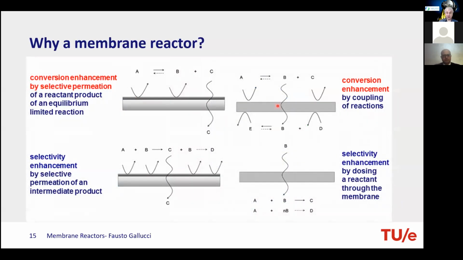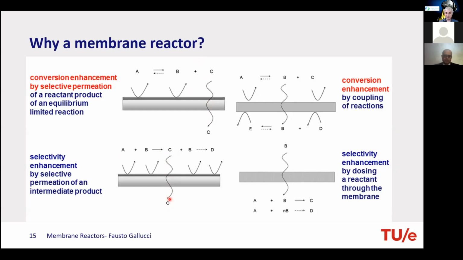And actually, you can identify a few challenges. If you have an equilibrium reaction, of course, you know that the maximum you can reach is the equilibrium conversion. No matter how much catalyst you put in, that is the maximum conversion that you can reach. If you remove a product, because of Le Chatelier principle, you shift the equilibrium towards the product. So this is a clear advantage. Of course, if you have parallel reaction or consecutive reactions, you can remove the product that you want and avoid that this product is further converted.